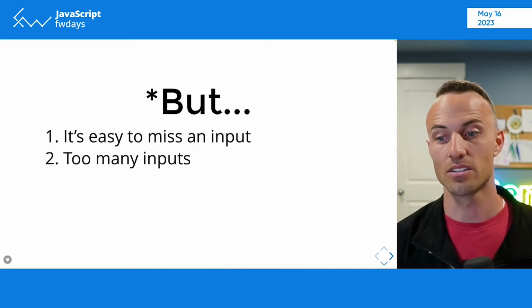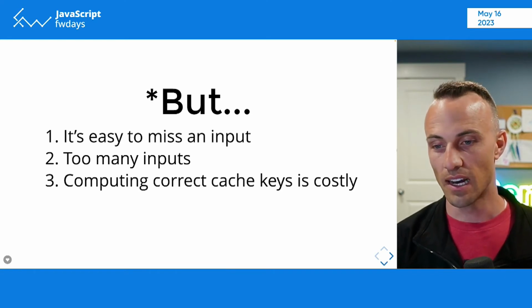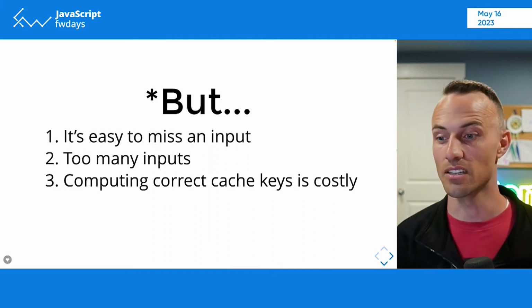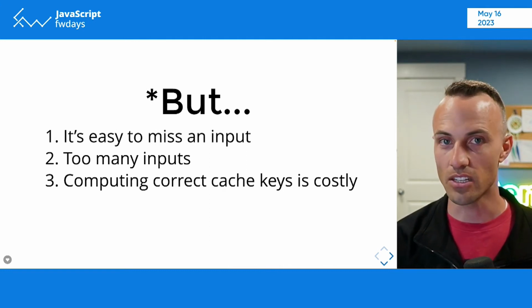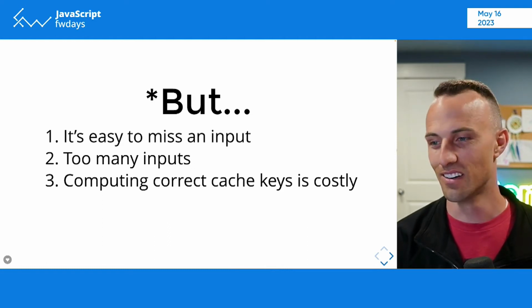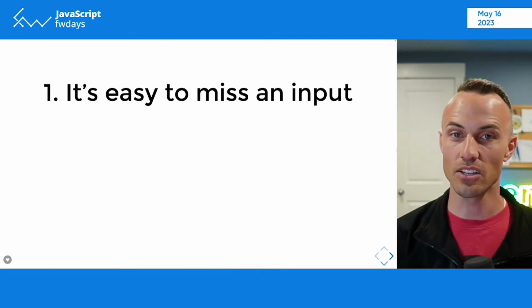Another problem is too many inputs, and we'll look at an example of that. And then computing the correct cache keys can be costly sometimes. That alliteration is intentional. Computing correct cache keys is costly. So let's look at each one of these really quick. It's easy to miss an input. Here's a good example of this.